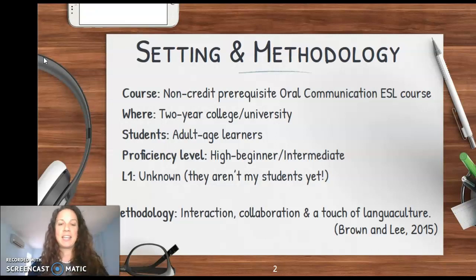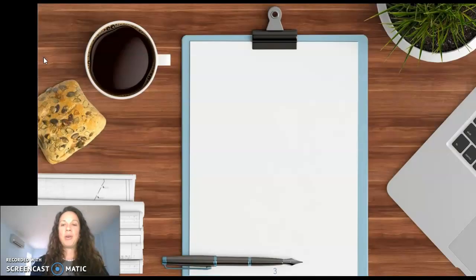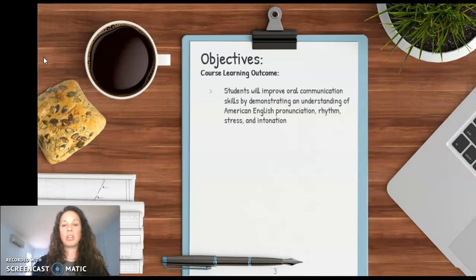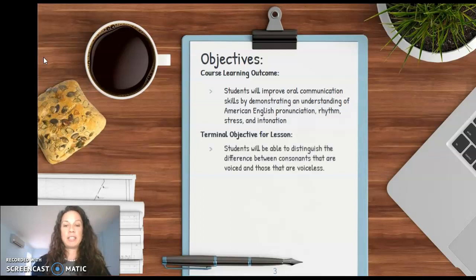So I was really excited to get to expand upon a theme this time in regards to languaculture. So here we go. The objectives that I'm using this time, since this is my course learning outcome, the terminal objective for the lesson will be for students to be able to distinguish the difference between consonants that are voiced and those that are voiceless.